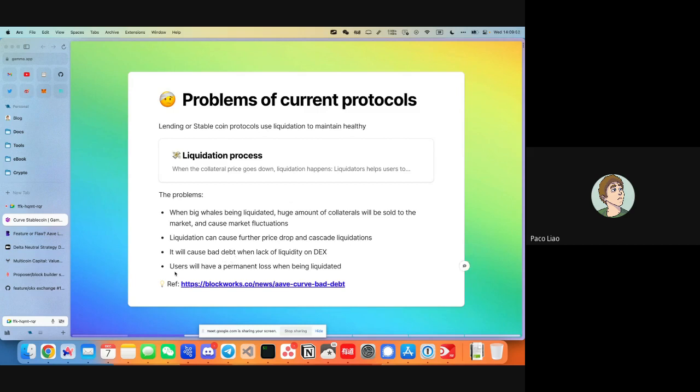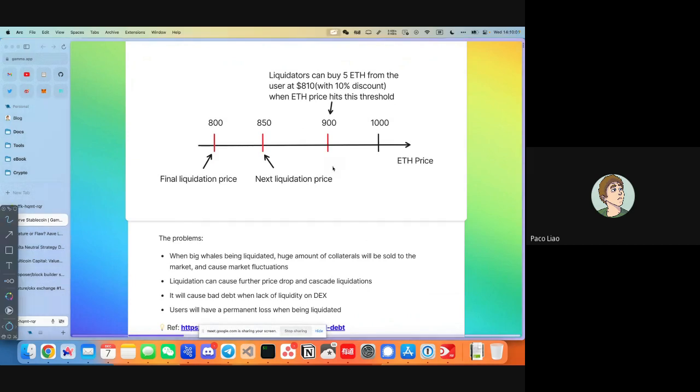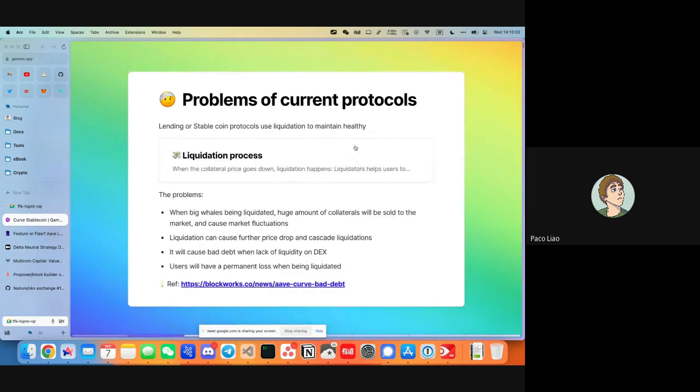And if users get liquidated, they suffer a permanent loss. As this example shows, if the price hits this liquidation threshold, users get liquidated. Even if the price goes back, the user's loss cannot be recovered, and it's a permanent loss. You will lose some of your collateral even if the price goes back. So these are the problems of the current protocols.